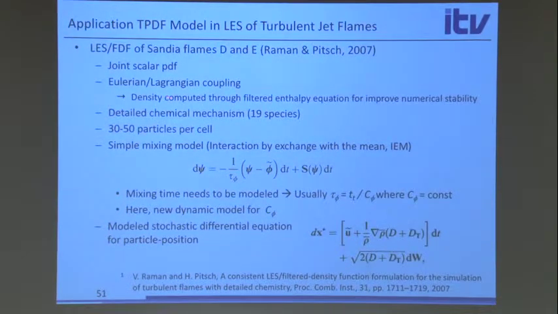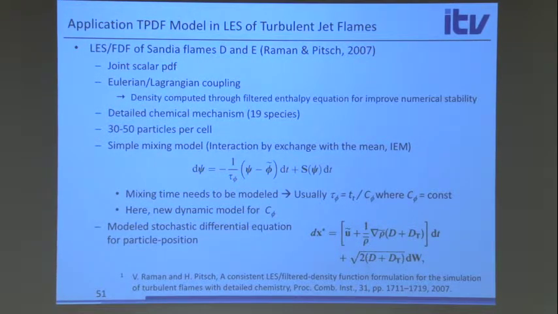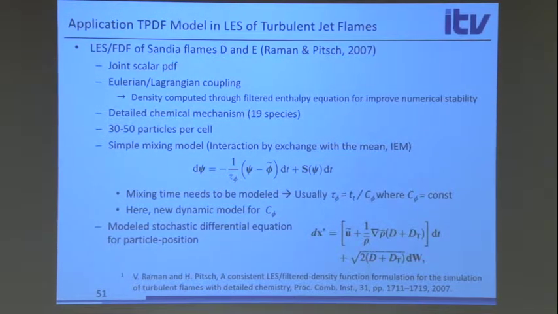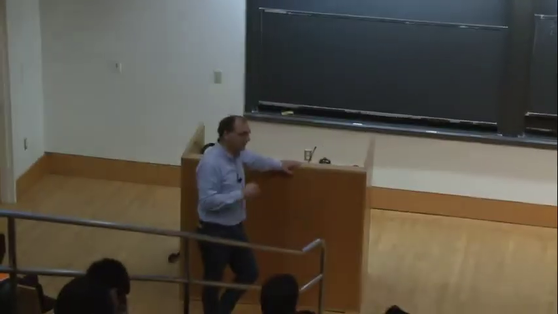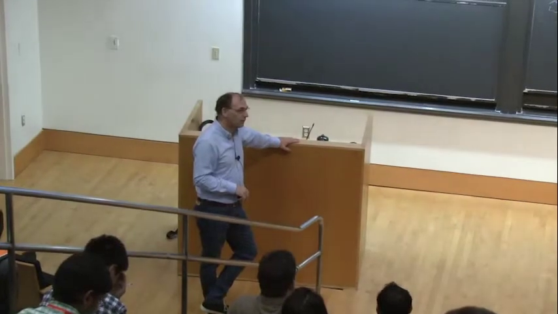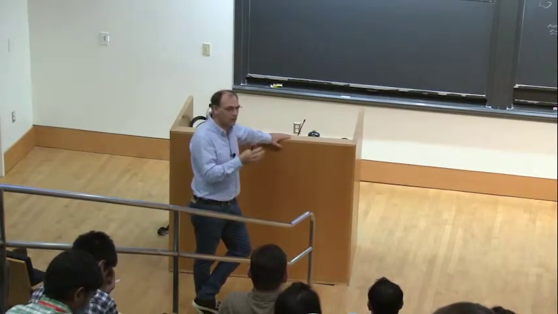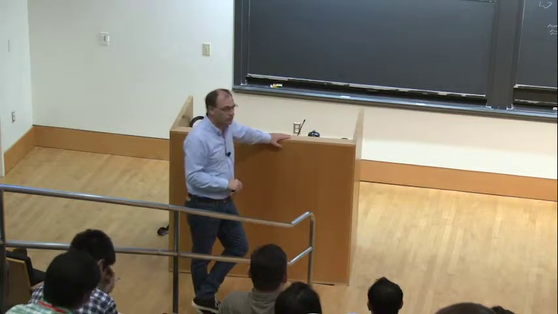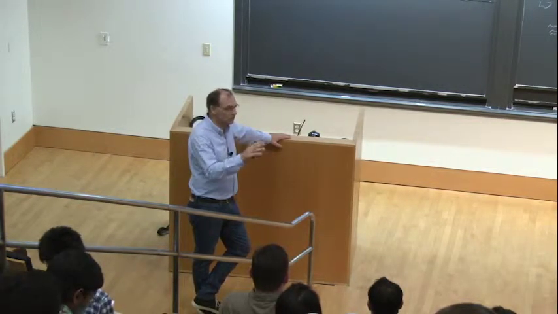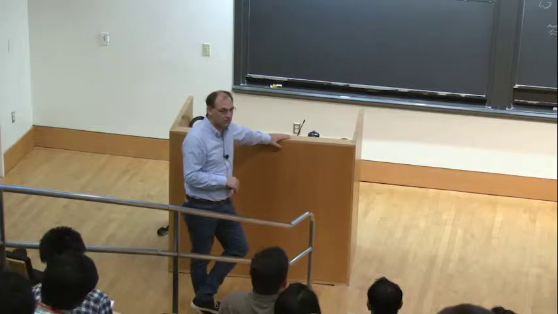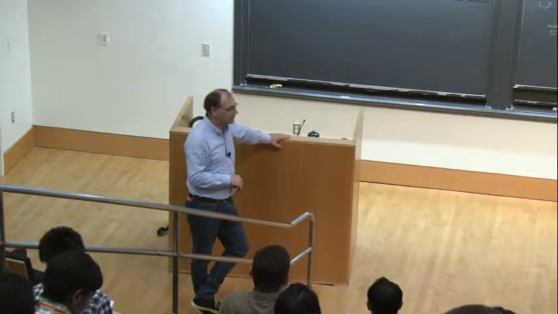So let's see. We did a simulation here actually some years back. This was the first PDF simulation that was ever done in LES with a detailed description of the chemistry. And the only reason why we could do it at the time was NASA had a new computer, and it was very hard to compile the code on that new machine. But at the time, it was one of the fastest computers in the world. It was at NASA Ames, I think.